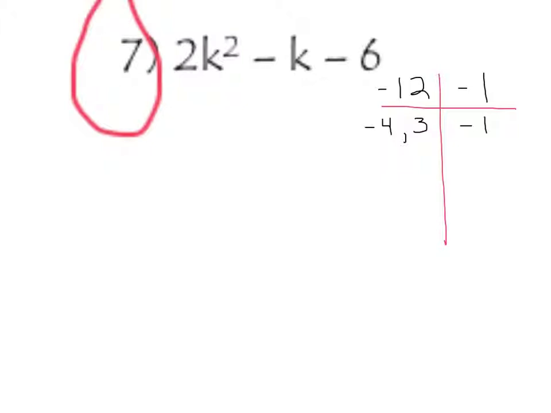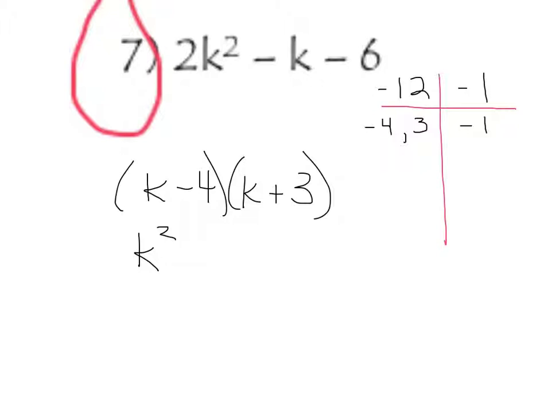However, here's where grouping differs, and it's very important that you realize this. In grouping, you don't just write k minus 4, k plus 3. And look at why. If you FOIL this, you get k squared instead of 2k squared. So you'll FOIL this and you'll find out that you get k squared minus k minus 12, which is not this. So this is factored incorrectly. So we're going to ignore that.